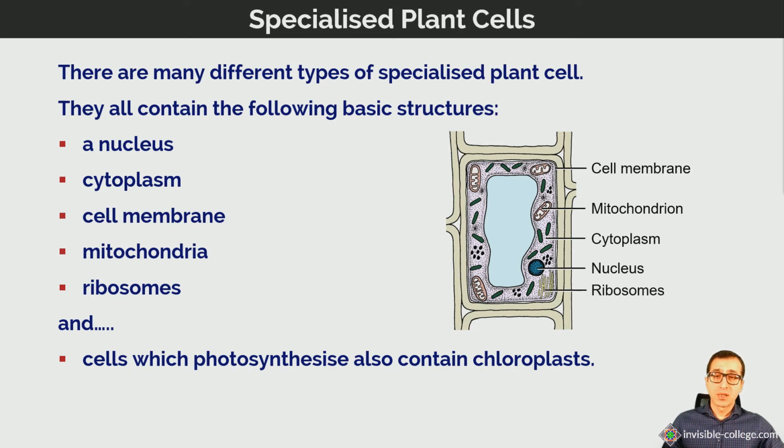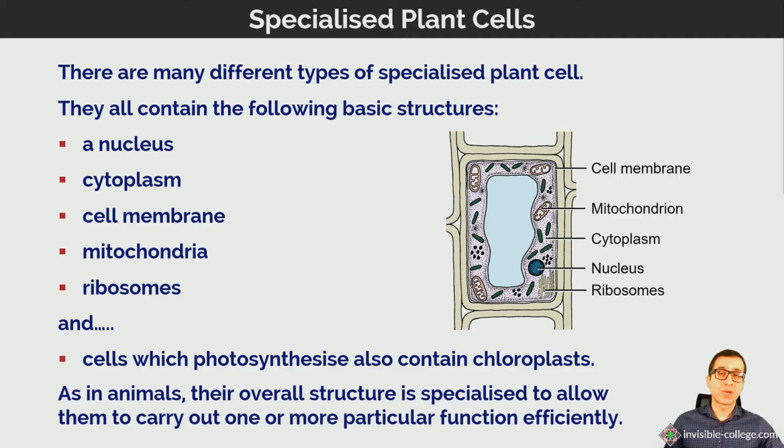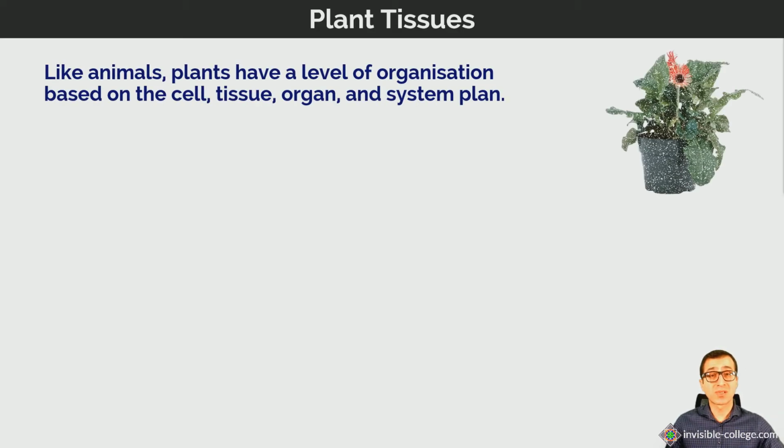Now, as in animals, the overall structure of plant cells is specialized into particular types of specialized cells, and these specialized cells allow these multicellular plants to carry out one or more particular functions which relate to the characteristic functions of life much more efficiently than they could if you were dealing with single individual cells. So let's take a look at the main types of plant tissues now. So again, like animals, plants have a level of organization based upon cells being organized into tissues, tissues being organized into organs, and then organs being organized into organ systems.